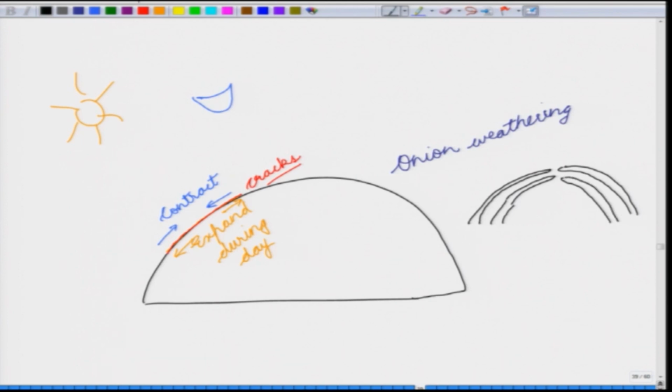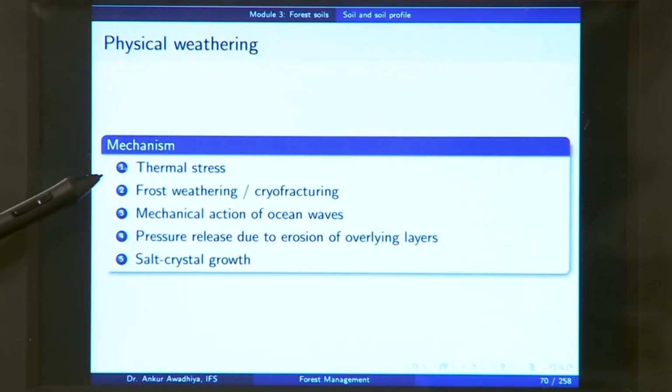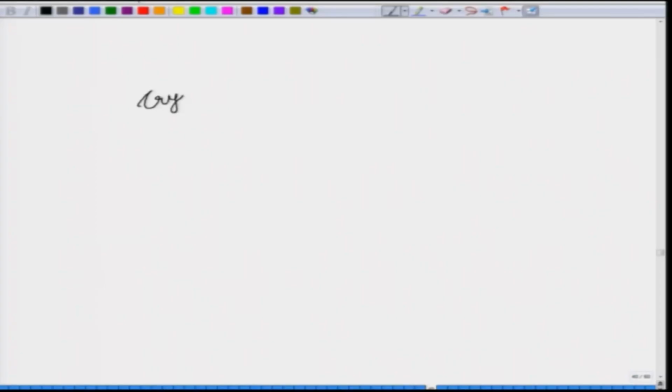The next kind of weathering is frost weathering or cryofracturing. Now, cryo is cold and fracturing is breaking up. So, this is a breaking up or weathering of rocks because of cold. So, how does this happen?